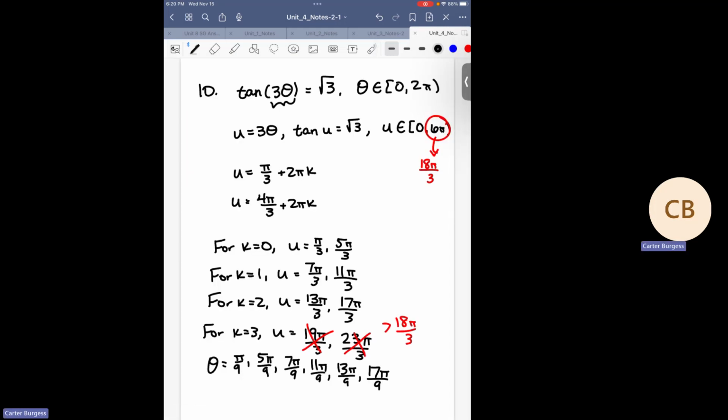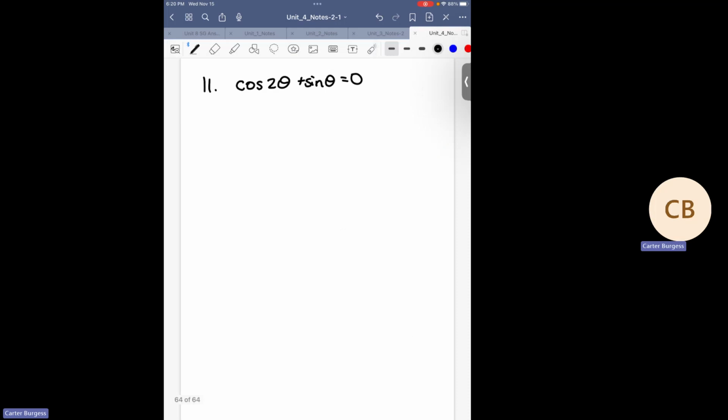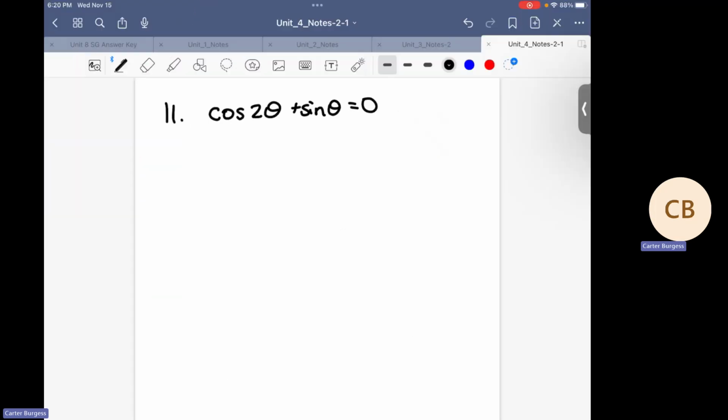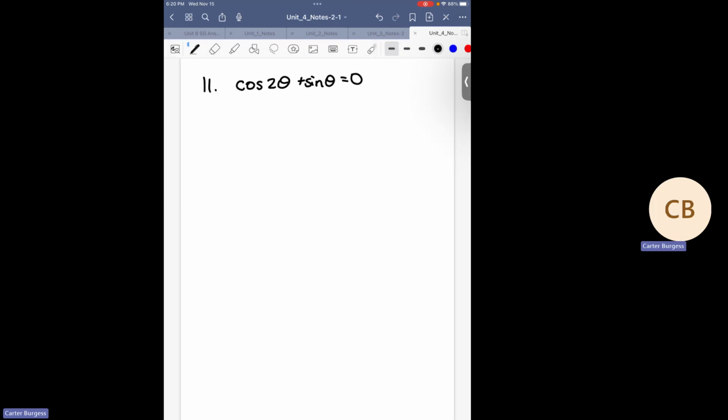All right, one last question here. This was directly on the examples, but I did want to highlight it again. This is cosine of 2 theta plus sine of theta equals 0. Now, unlike with number 10, where 3 theta is the only argument that we see, notice here for number 11 that the cosine is in terms of 2 theta, the sine is just in terms of theta. That presents a bit of an issue with attempting u substitution directly.